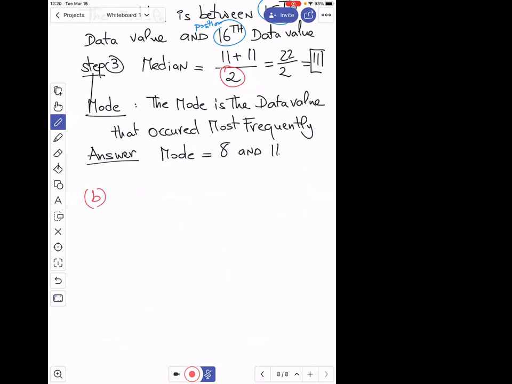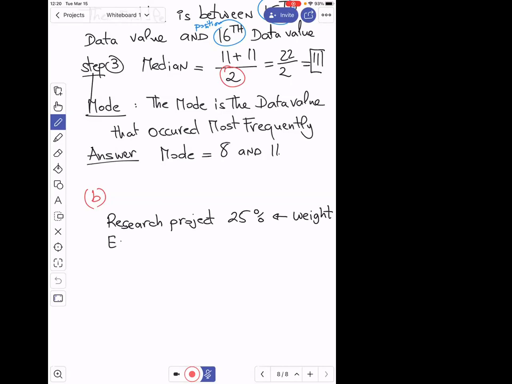So we have a research project, which is actually worth 25%. When I say worth 25%, it means the weight. So the weight of the research project is actually 25%. That's the weight of the project.